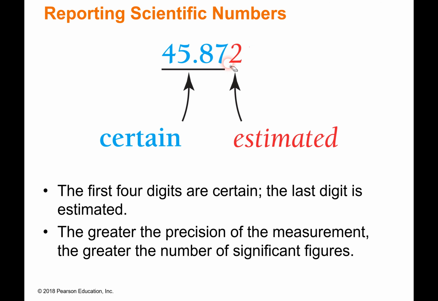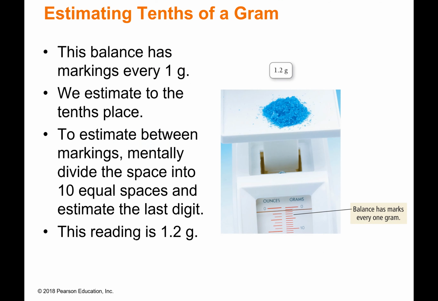Taking a look at the simple number, we have 4 digits that are certain and 1 digit that's estimated. Again, that has to do with exactly which instrument we're using. The better the instrument, the more precision we may have. Let's take a look at 2 examples, and then I'll go over exactly how to do this when it comes to the instruments you'll be using or looking at for this experiment.